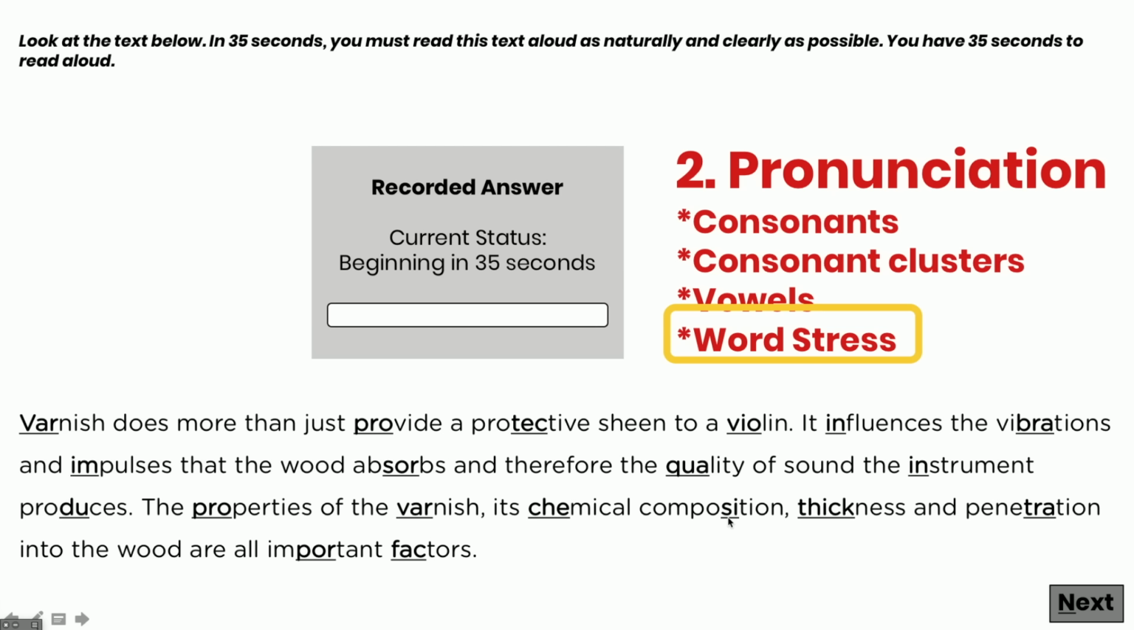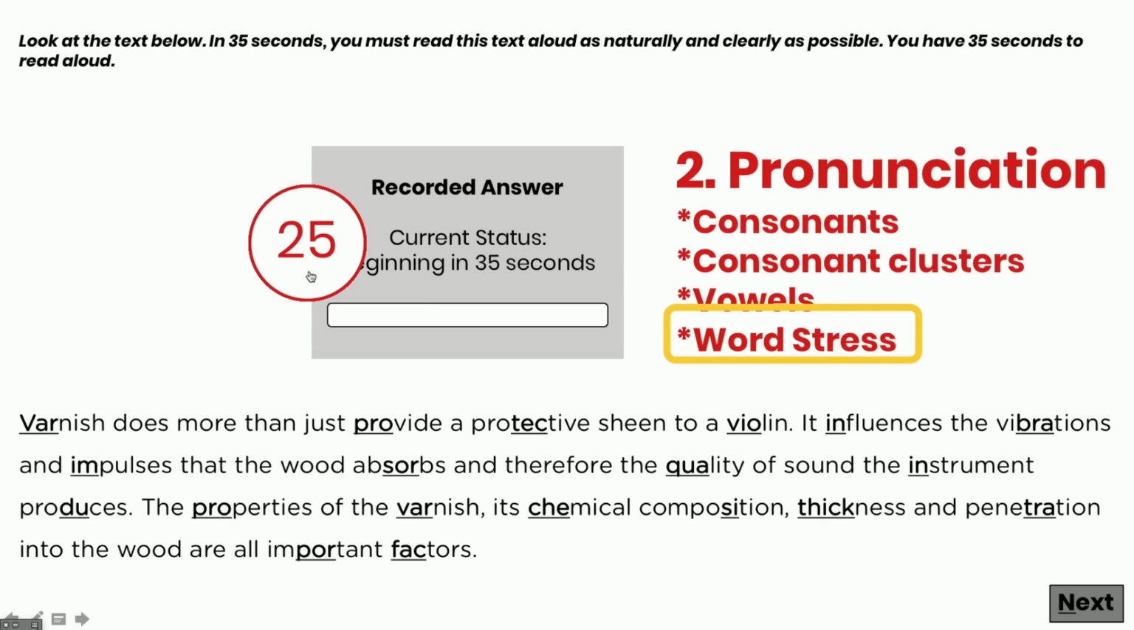That's an interesting one. It's very clear there, isn't it? Composition, composition, thickness. That one's emphasis, less emphasis. Penetration, important, factors. All right, your turn.